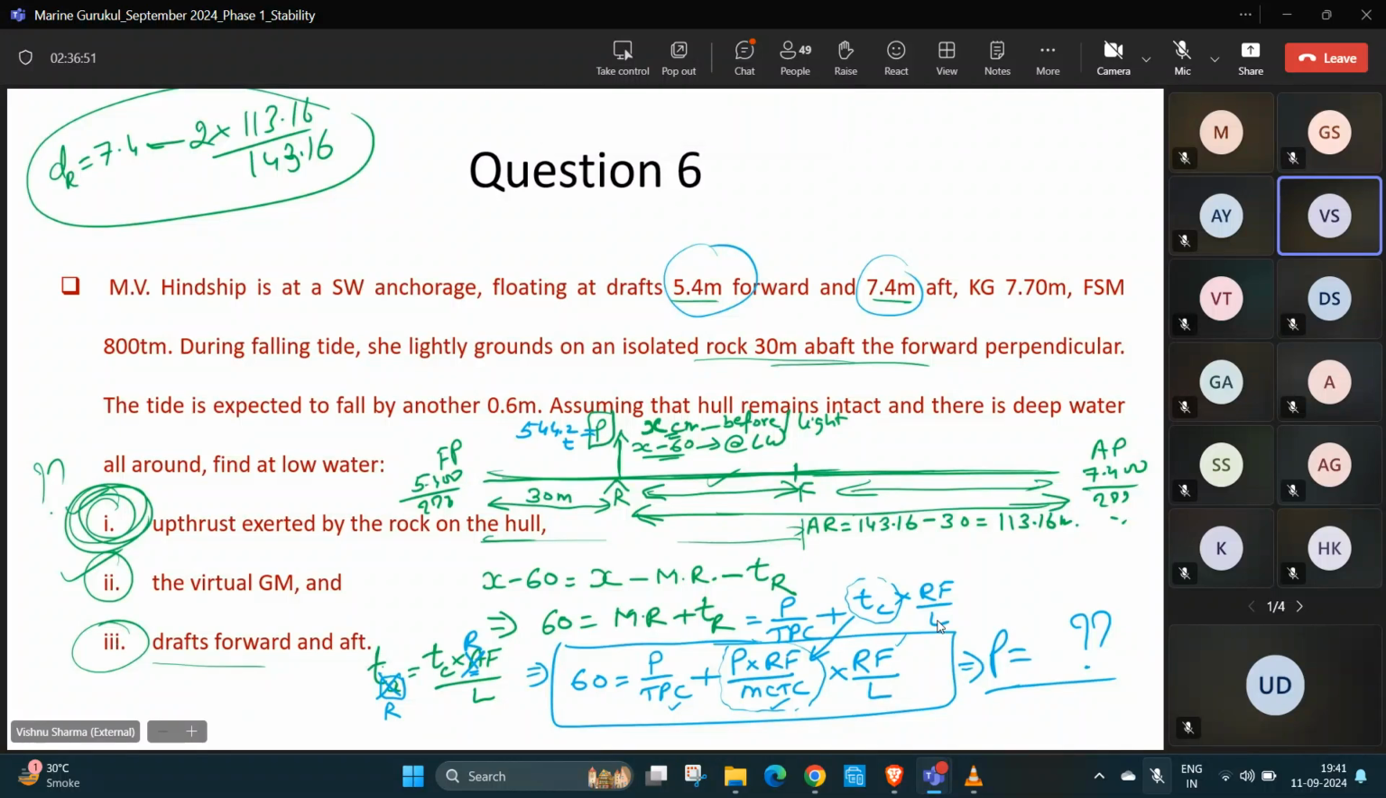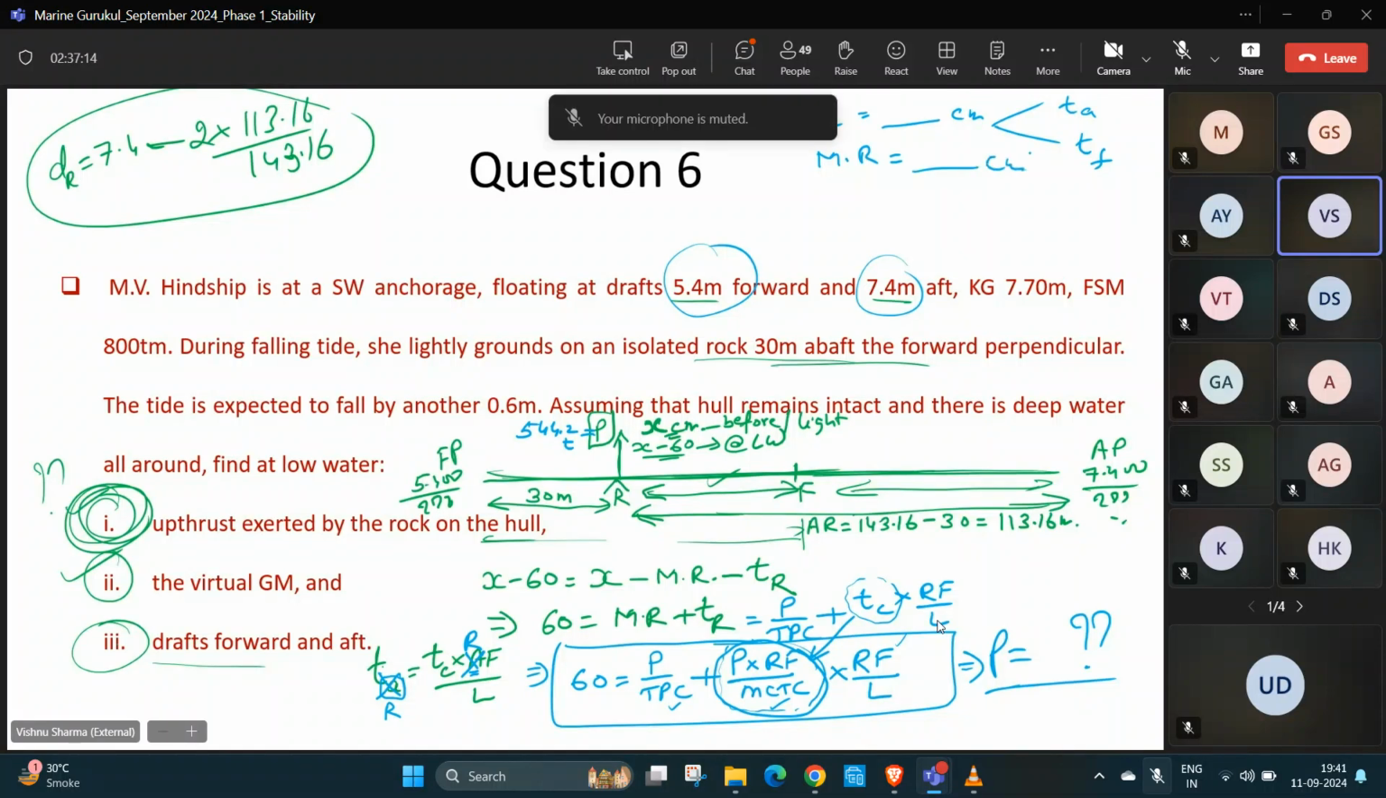So guys, you can put the value of P here and get the trim caused. Split this into TA and TF using whatever LCF you had got. Find the mean rise, so many centimeters. Convert all these to meters and apply to initial draft forward and initial draft aft. Apply these changes and get the drafts at low water.